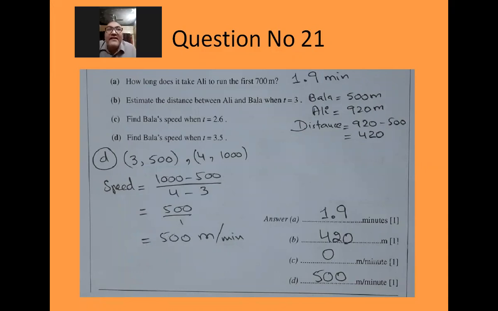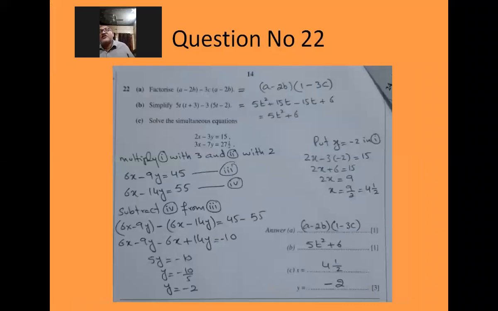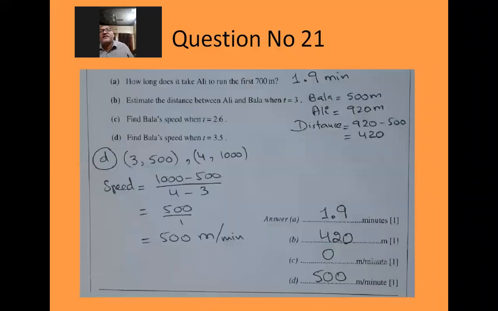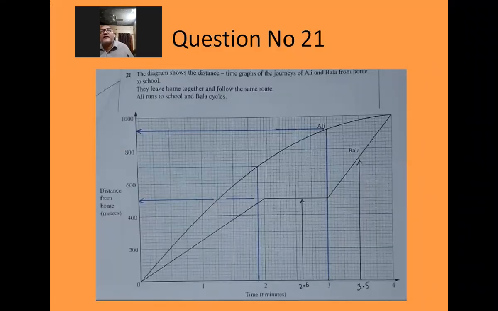The C part says find Bala's speed when the time is 2.6. So here we have the time 2.6. Bala's graph is horizontal. It's a distance time graph. Whenever the distance time graph becomes horizontal, it means it is at rest. So the speed will be 0.